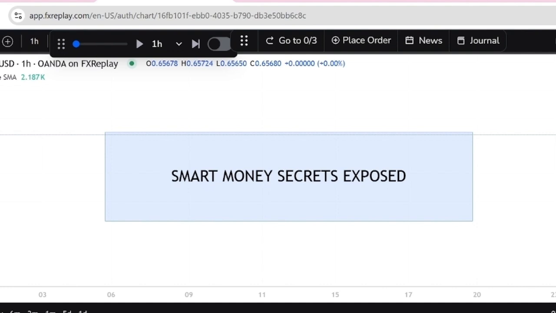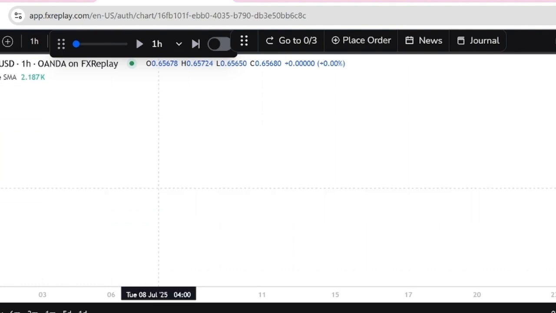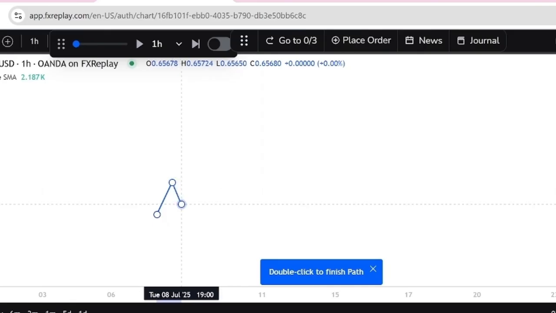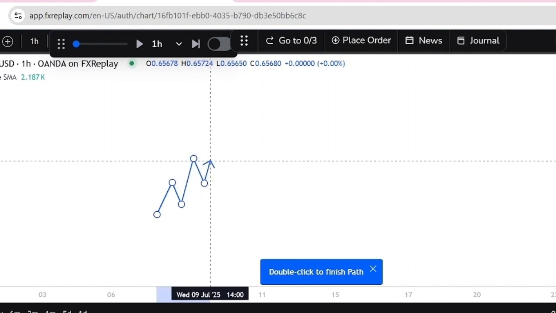So as you all know, we always start from what? Illustration before going to the main chart. So let's start with the illustration first. In this scenario, you have a bullish market trending to the upside.